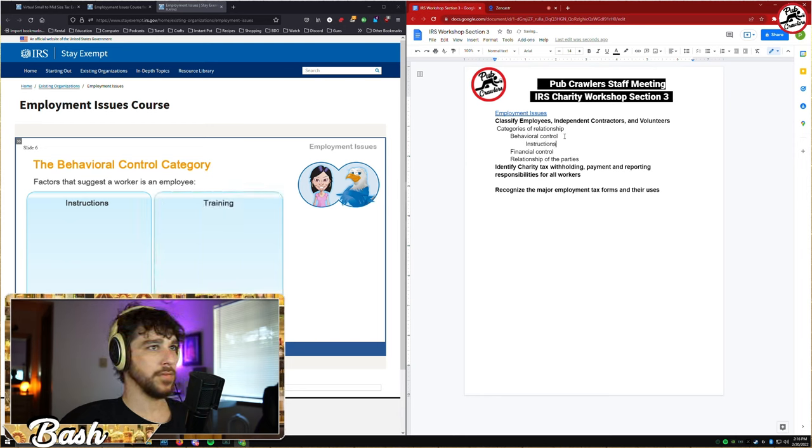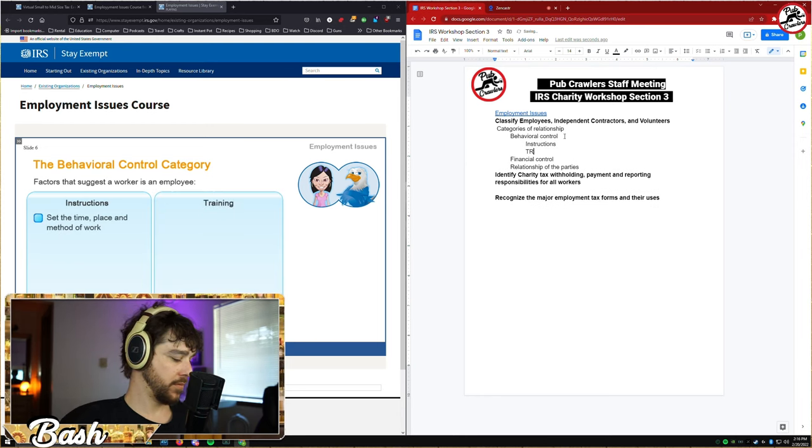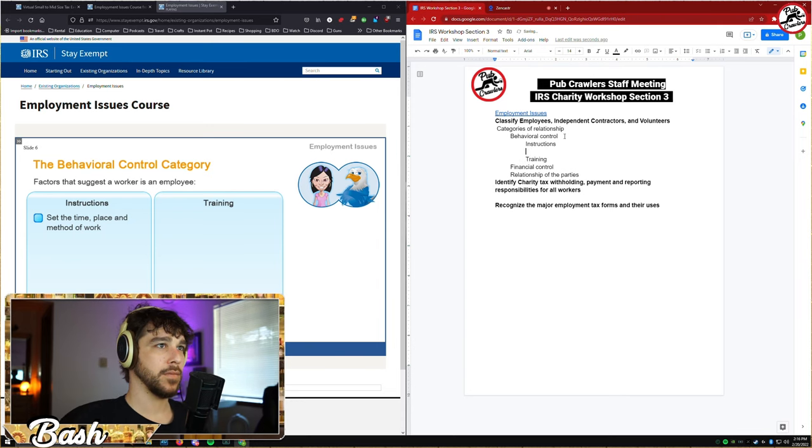Does your 501c3 provide instructions to the worker by setting the time, place, and manner of accomplishing a task? For some workers, we do. What else should I consider? Here's an illustration to make it easier. Click on the respective checkboxes if you use any of the following instructional methods.